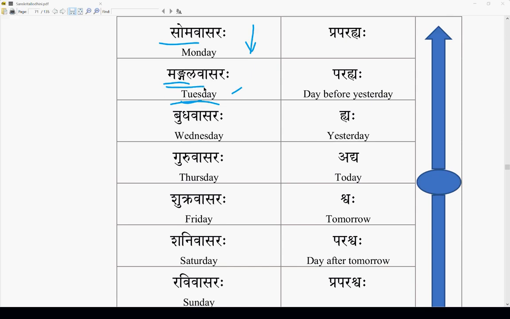But here, Mangala is Mangala Graha. Mars planet is called Mangala. And what are the alternates for Mangala Graha? Graha is planet. We have the Kuja Graha. Why is it called Kuja? Mangala Graha is called Kuja Graha.